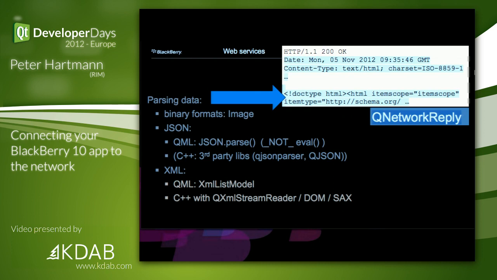Who of you knows JSON? Most, or more than half. It stands for JavaScript Object Notation. And I'm going to show you later how Instagram does that. It's a data format which is easy to parse from a JavaScript context, meaning browser, or in our case from QML. It's very simple to parse.